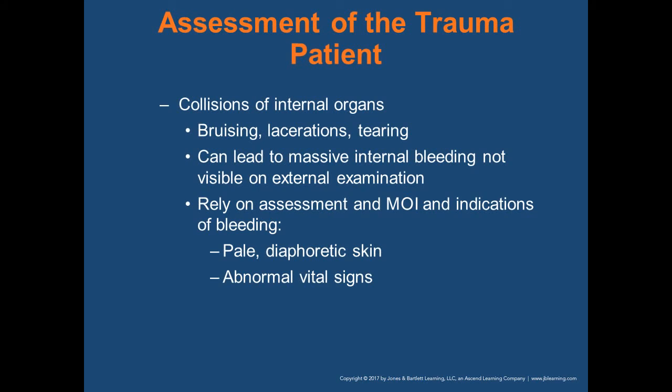So assess the patient. Collisions with the internal injuries, there's bruising, there's lacerations, there's tearing, can lead to massive internal bleeding that's not visible, as well as the external bleeding. Rely on your assessment and mechanism of injury to indicate potential bleeding, and then look for your skin color, diaphoresis, and your abnormal vital signs.